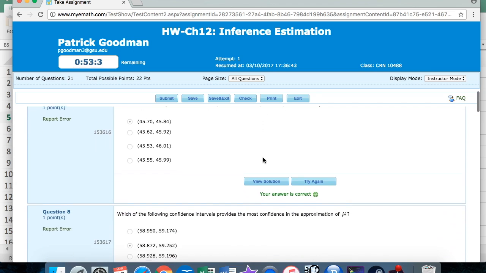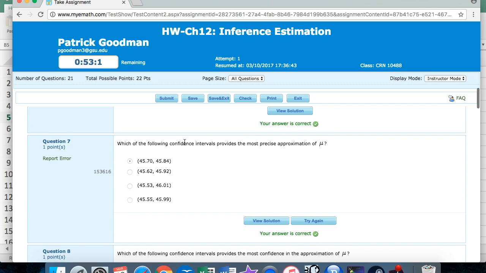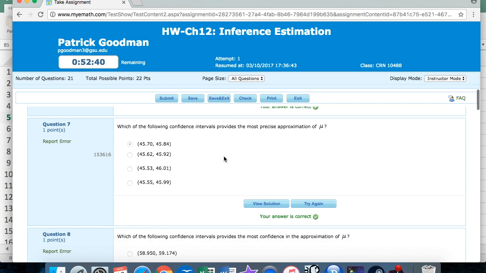Okay? So these are the same kind of things. Which of the following confidence intervals provides the most precise approximation of mu? Remember, precise just means the smallest distance. So find the smallest distance between the two guys. This is only 0.14 distance. This one is like 0.3. So find the smallest distance between the two, and then you have that guy.